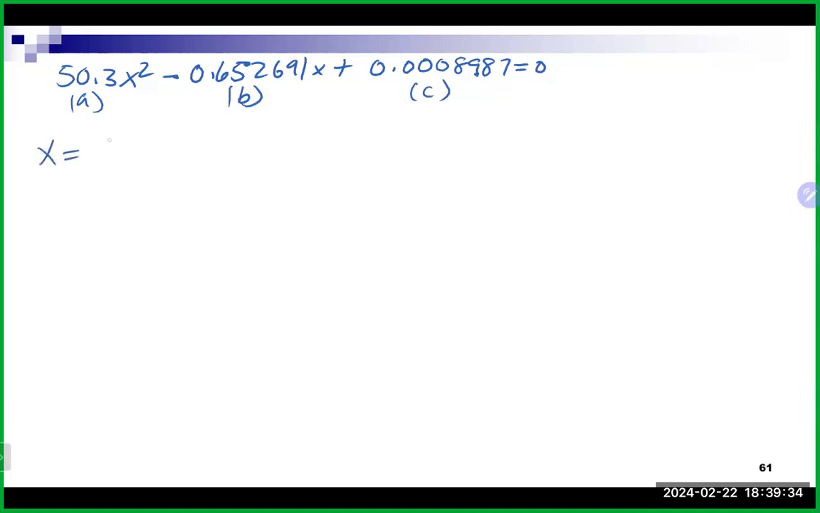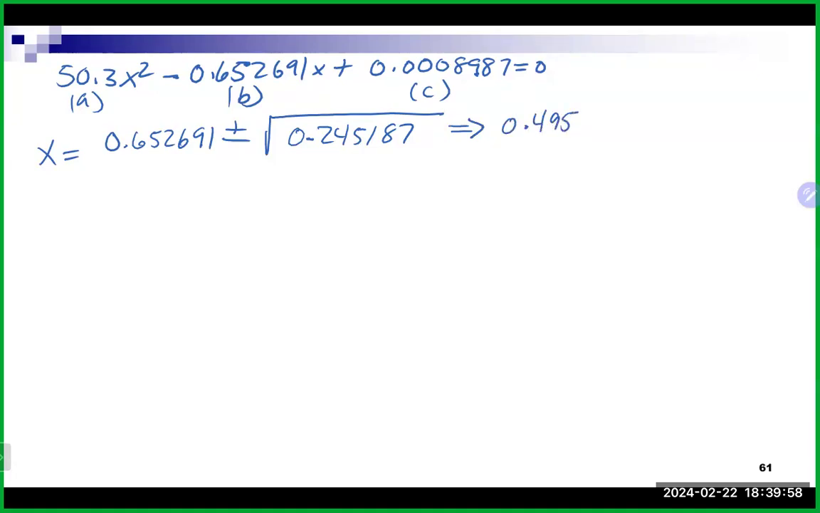So minus B would actually be positive 0.652691 plus or minus. If you put everything into the quadratic and do what's inside the square root, you will end up with this number, 0.245187, which upon taking the square root of, you'll end up with 0.4952. So if you put everything into the quadratic underneath the square root, that's the number you should get. Then a little square root action. That's going to be divided by 2 times A, which is 2 times 50.3, gives us 100.6.